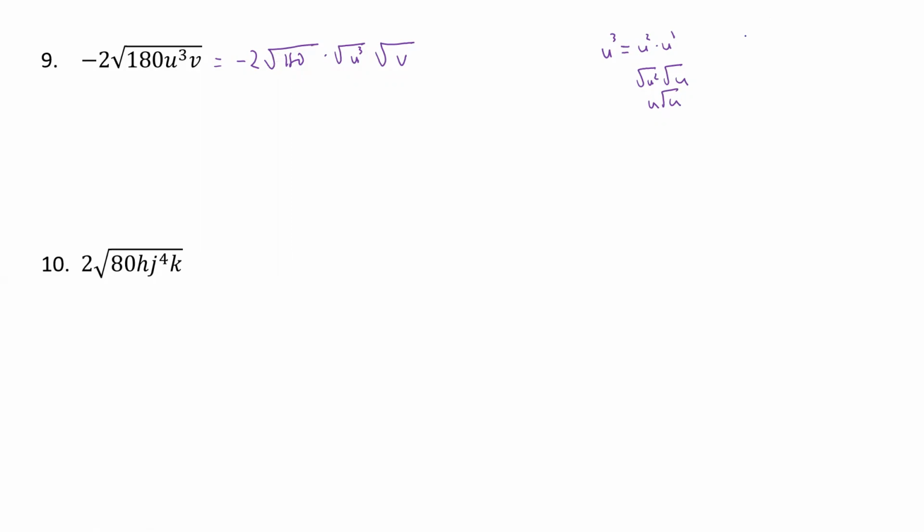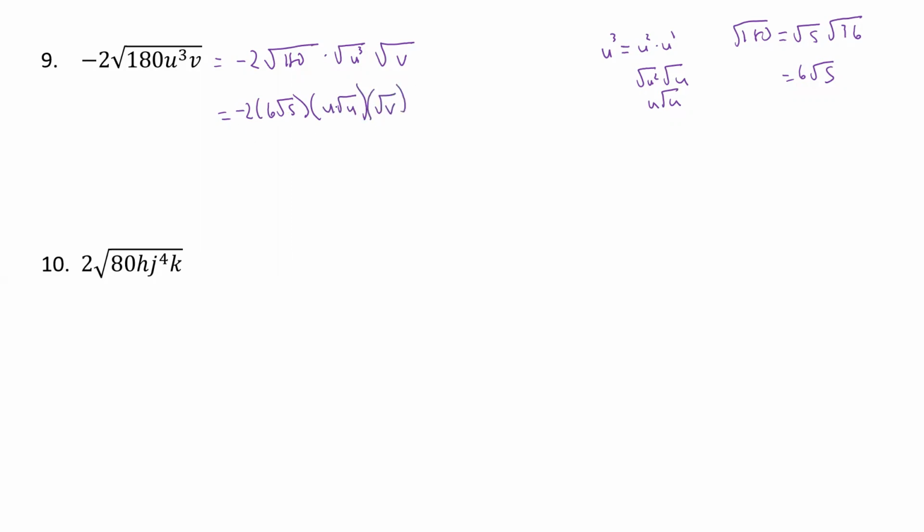Now 180, breaking it down, let's see. If we divide that by 5, that'll give us a square root of 5, and then 3 goes in there, and then it looks like 6. And so the square root of 36 we know is 6. So that's 6 square root of 5. Okay. So here we have -2 times 6 square root of 5 times, now u cubed we said was u square root of u, and the square root of v is still the square root of v.